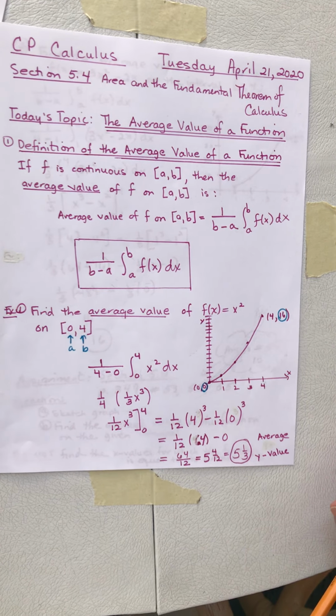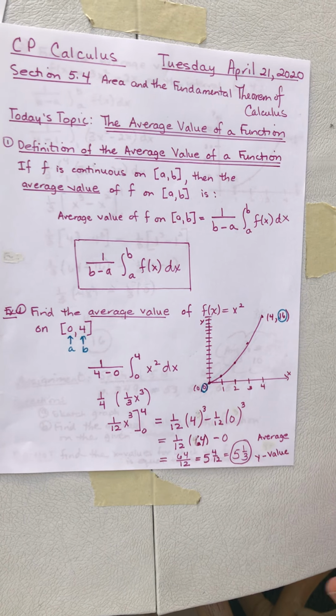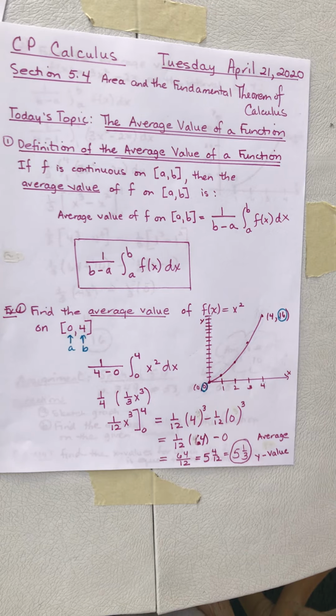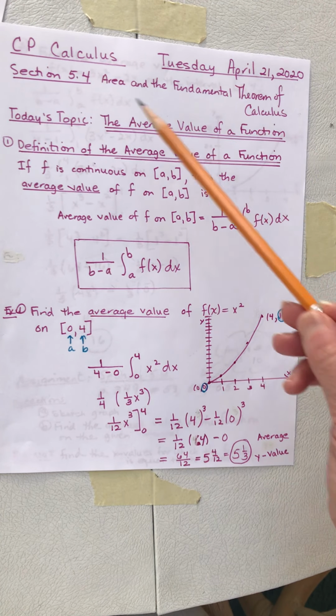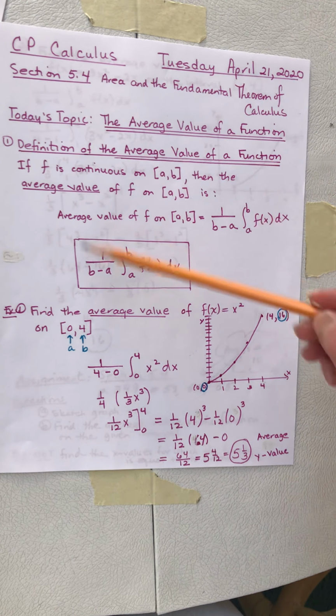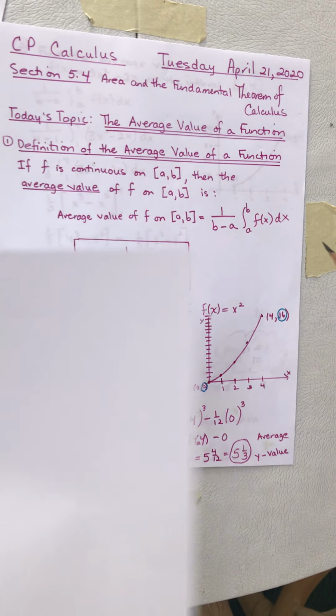Today, we're going to work on section 5.4. We've been in section 5.4 for a while now, but there's lots of good stuff in 5.4. Our general topic was area and the fundamental theorem of calculus, and our specific topic for today is the average value of a function. So let's look at the definition of average value.